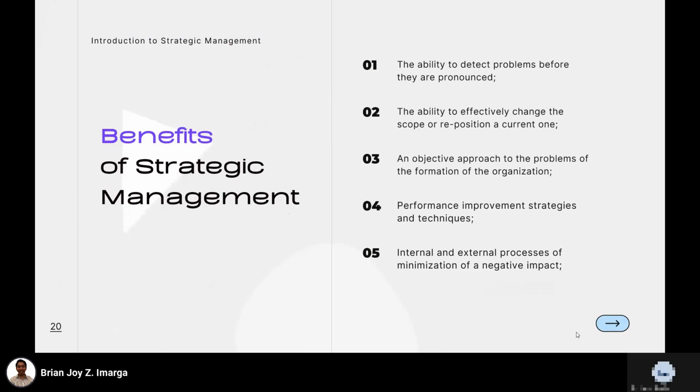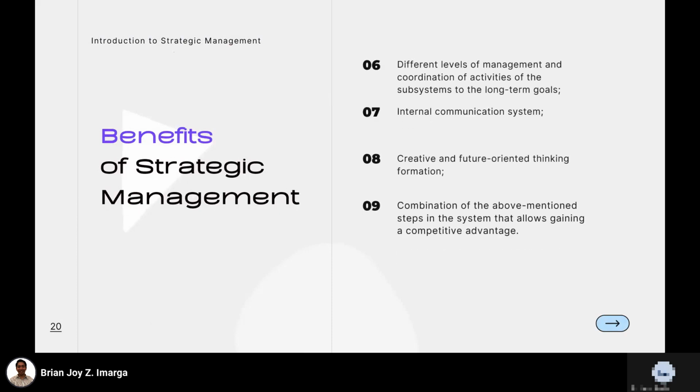Fifth is the internal and external process of the minimization of negative impact. Sixth is the different levels of management and coordination of activities of the subsystem to the long-term goals. Seventh is the internal communication system. Eighth is the creative and future-oriented thinking formation. And lastly, the combination of the above-mentioned steps in the system that allows gaining a competitive advantage.